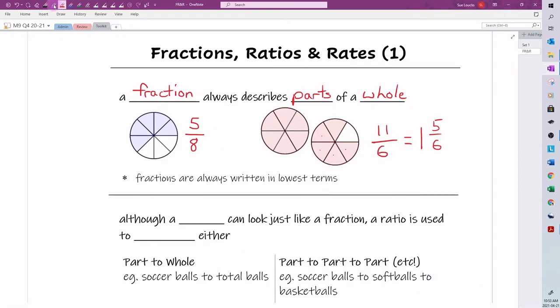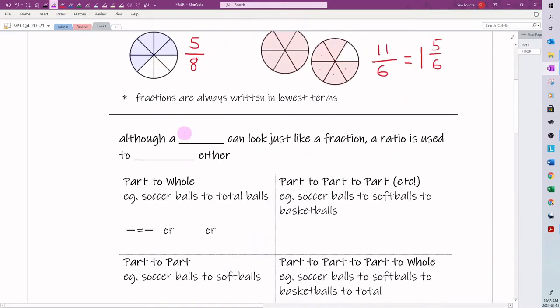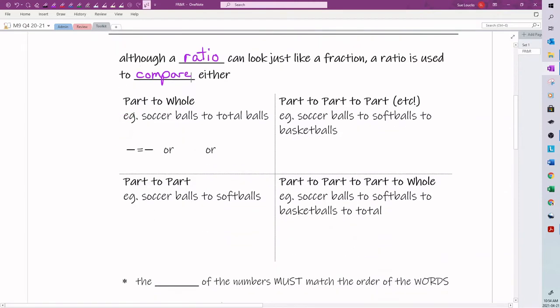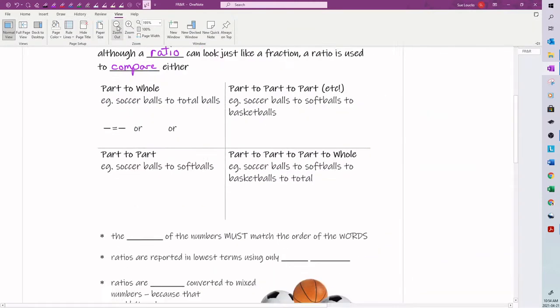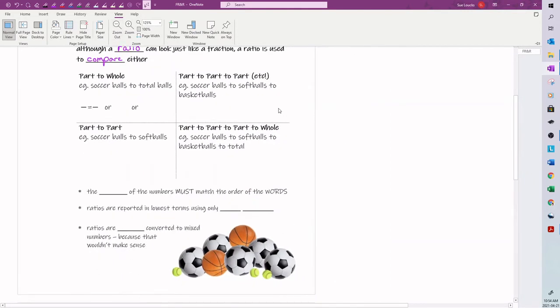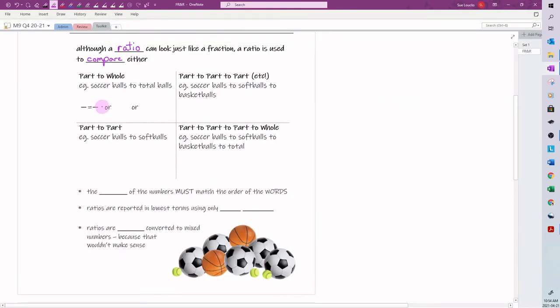Okay. And then, although a ratio can look just like a fraction, a ratio is used to compare things. A fraction is describing something and a ratio is comparing two things. So, I need to change my scale so you can see the drawings that I put together at the bottom of the page. Okay, so we're looking at these balls at the bottom of the page.